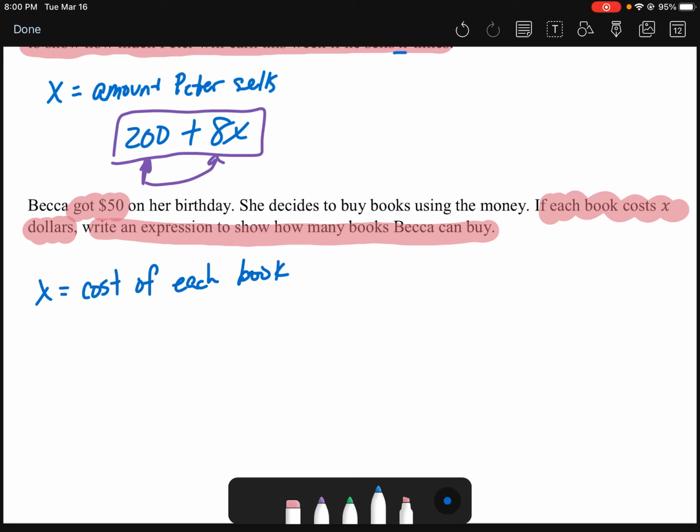If I want to know how many books she can buy, I need to take the amount that she has and divide it by the cost of each book. If they're splitting up the money by the price of each book, I'll take 50 and divide it by X. You can see that from right here.